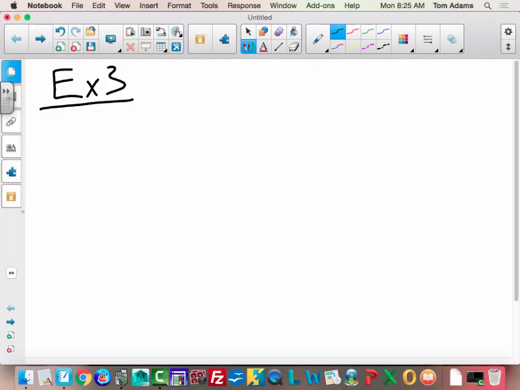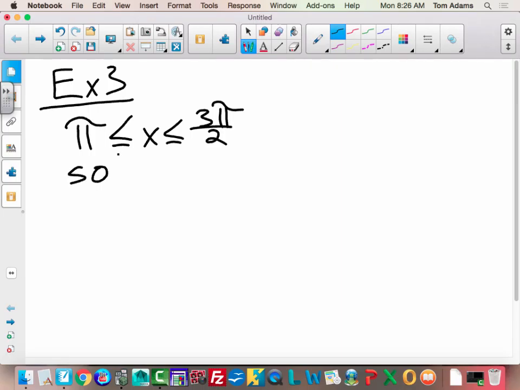Okay. It says we have a value of x between pi and 3 pi. So x lives in this domain, I suppose. 3 pi over 2. And we want to solve when secant of x is equal to -2.